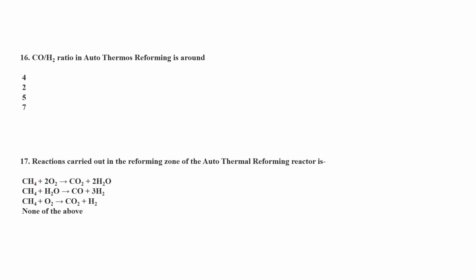Moving on to the 16th question, carbon monoxide and hydrogen ratio in autothermal reforming is around 2. 17th question, which is reactions carried out in the reforming zone of the autothermal reforming reactor. In autothermal reforming reaction, basically it is a mixture of SMR and partial oxidation reaction. In SMR, it is the reaction with steam, and in partial oxidation, it is in the presence of limited as well as excess oxygen.